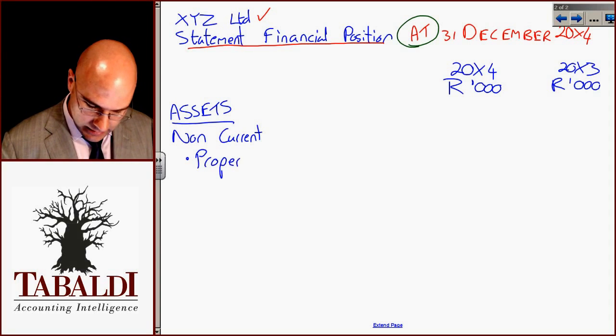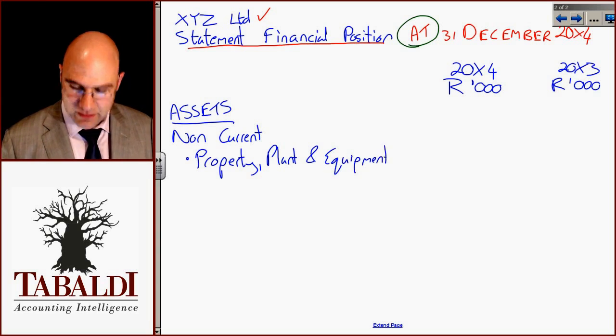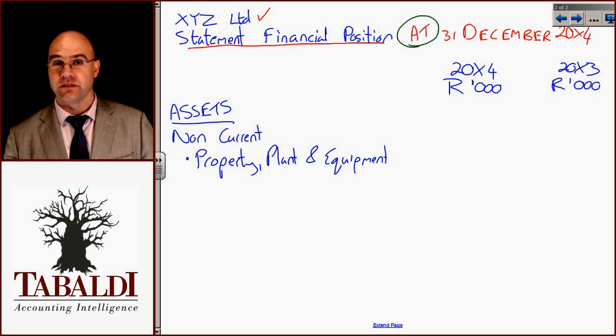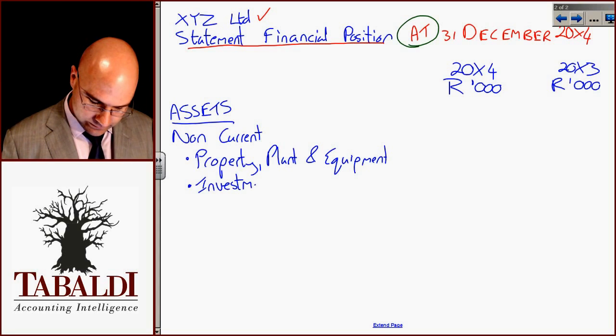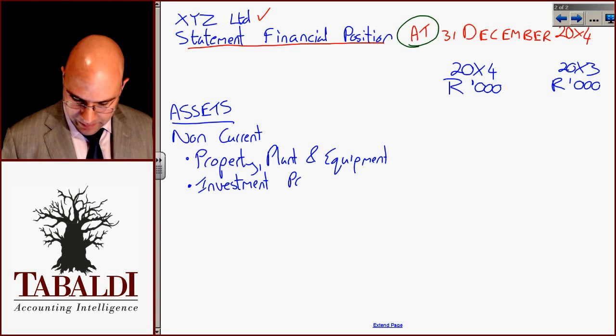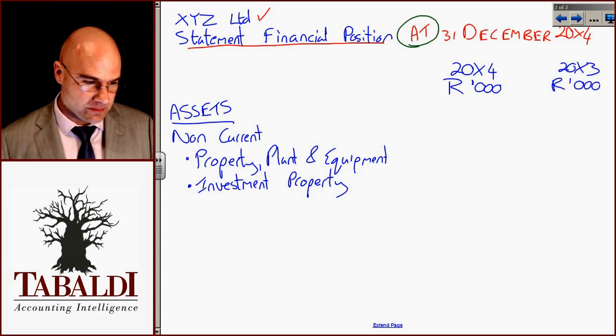You will need property, plant, and equipment. That will be there in almost every single one of your statements of financial position. Then there also may be investment property. Okay, investment property is measured differently to PPE. So we have a separate line item, and IS1 specifies these line items, please.